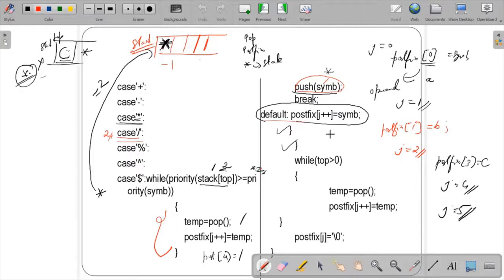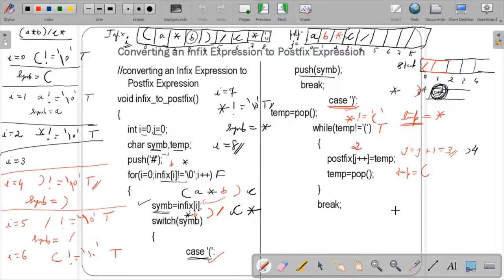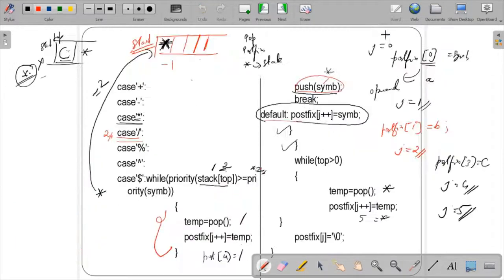Now you check while top is greater than or equal to 0. Yes, your top actually has one element, right? So you have to pop that particular element. Temp is equal to star. This will be popped, and postfix of j was 5. So at postfix of 5, that star will be placed over here. Then again you check, we don't have any element in that stack, so it has been popped and placed in the postfix.